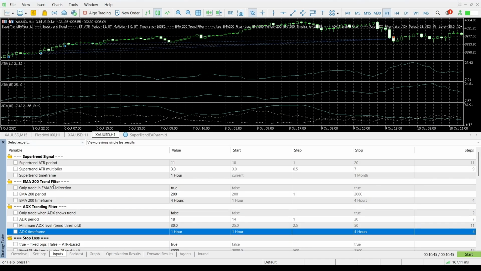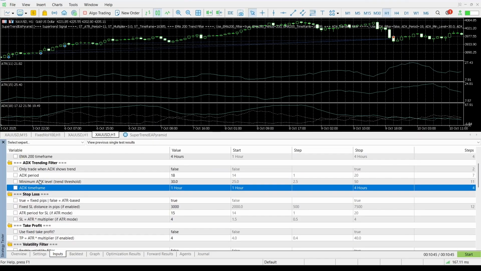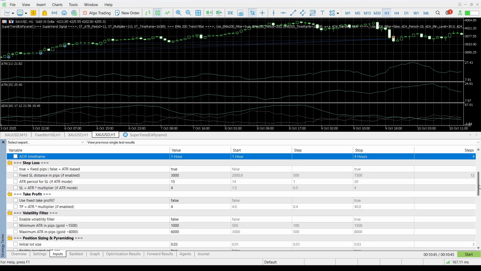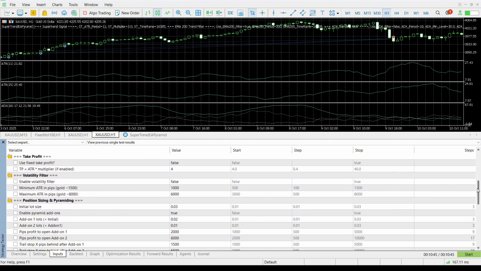It's got a SuperTrend signal. It's got a 200 EMA trend filter. It's got an ADX trend filter. It's got a stop loss. Either you can use an ATR-based stop loss or a fixed stop loss. It's got a take profit, which I don't use because I use a trailing stop, but you can also have an overall stop set where all the trades will close off at that take profit. It's got a volatility filter. As you can see, it's not being used in this case.